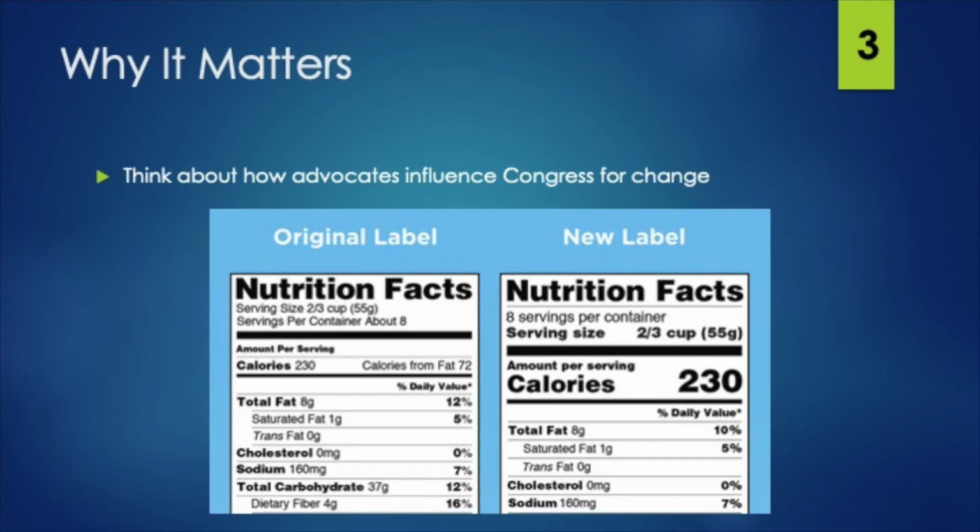In the last few weeks, we talked about how advocates or interest groups shape our Congress. Take a look at this image. It's the same image, but what are the differences? Why do you think Congress changed these food labels the way they did?